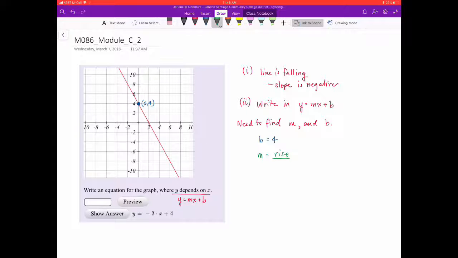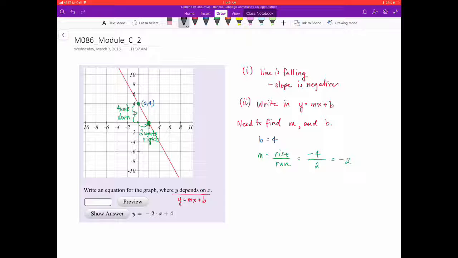So rise, run. What I'll do is I'll just start at the y-intercept, that's a good point, and I'll go find one on a really good corner, and that looks like it's here at (2, 0). I'm going to fall 4 units down. So falling is negative, 4 units down, and then I'm going to move to the right 2 units. So my run is 2 units. If I simplify this fraction, I get a slope of -2.